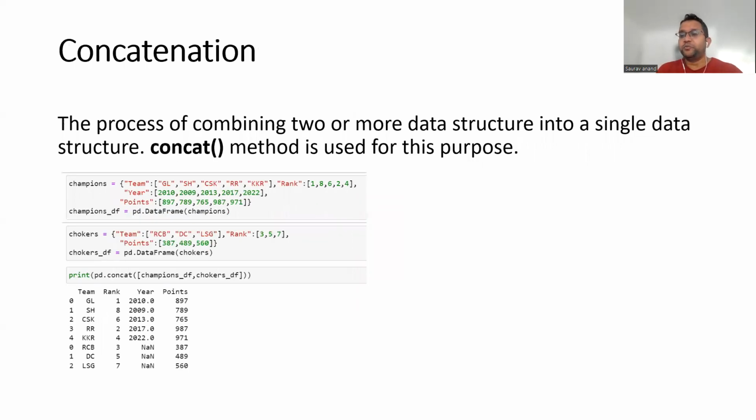Concatenation is also one of the most important built-in methods supported by pandas. Basically, concatenation is the process of combining two or more data structures into a single data structure. In this example, we can see that I have created two data frames called champions_df and chokers_df. Then we have called the concat method and passed the two data frames as parameters. As a result, both the data frames will be added vertically. We can see the resulting data frame containing all the data from the data frames.